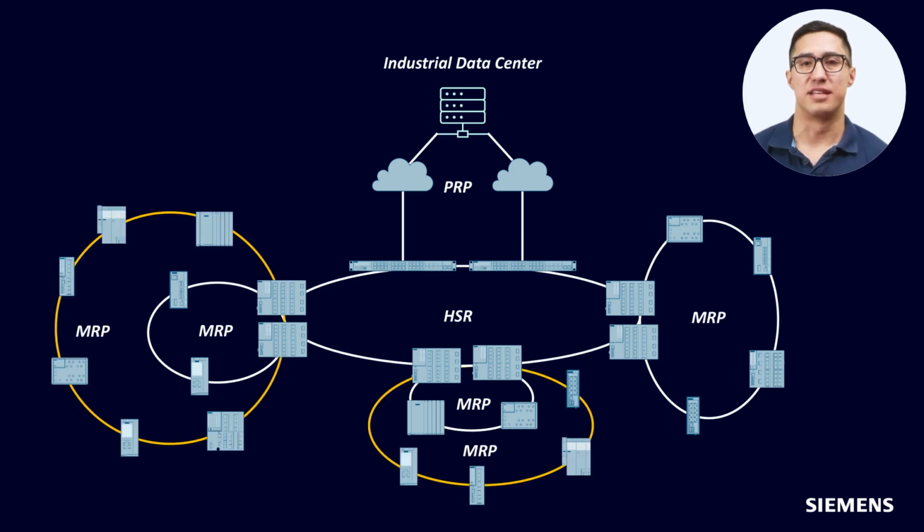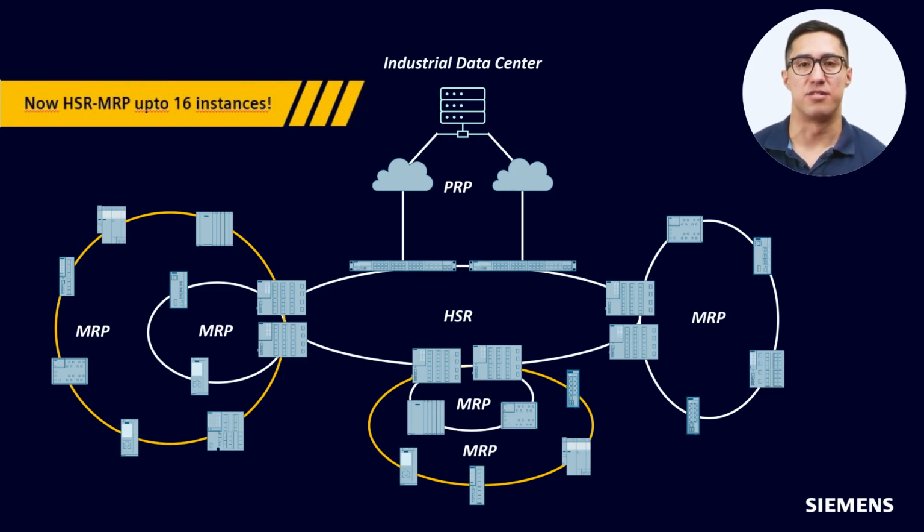What's more, with the latest innovations from Scalance, you can even couple multiple instances of redundancy mechanisms to your HSR. This means you can have up to 16 MRP rings, or maybe other redundancy mechanisms like spanning tree protocol, which we haven't talked about, to the same two devices in your HSR ring. What's great about this is normally if you wanted to implement more than one MRP ring, you would need to have two additional devices in your HSR to support it.